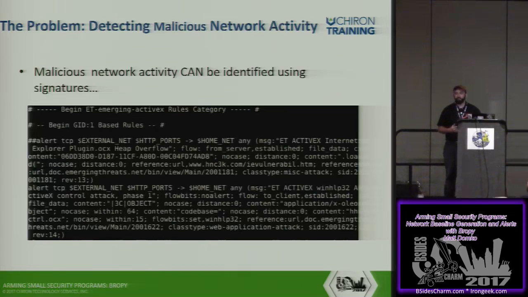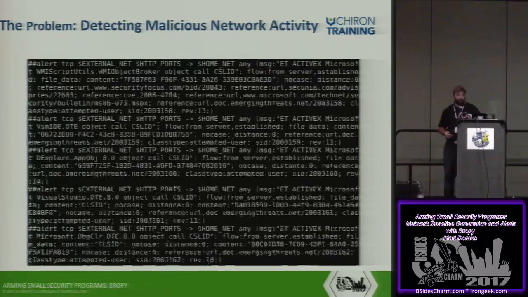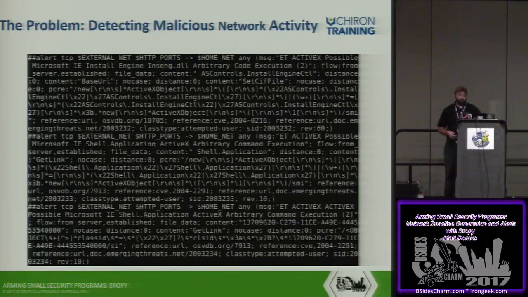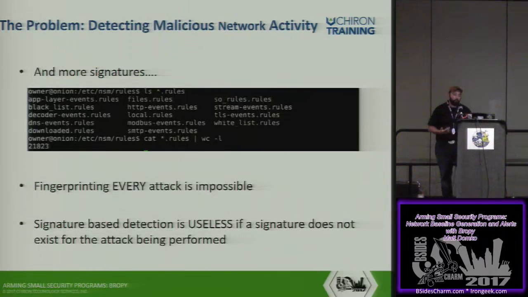So we can do it using signatures. Everybody's heard of Snort or Suricata. It's a thing. So we have signatures. This is what they look like. And that's what they look like. All in all, with just a default install of Security Onion, you end up with about 21,000 rules by default. That's not even pulling updates. Just out of the box, 21,000 signatures.